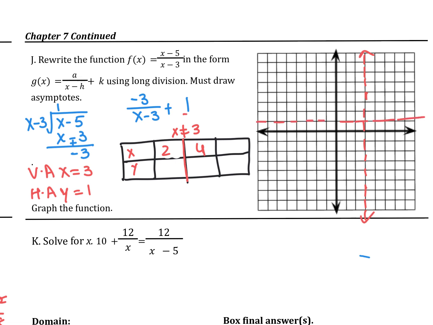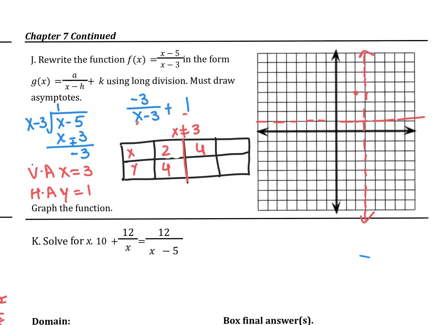To find an extra point, when you plug in 2 for x, 2 minus 3 is negative 1, and negative 3 divided by negative 1 is positive 3. Positive 3 plus 1 is 4. So the first point is 2 comma 4.